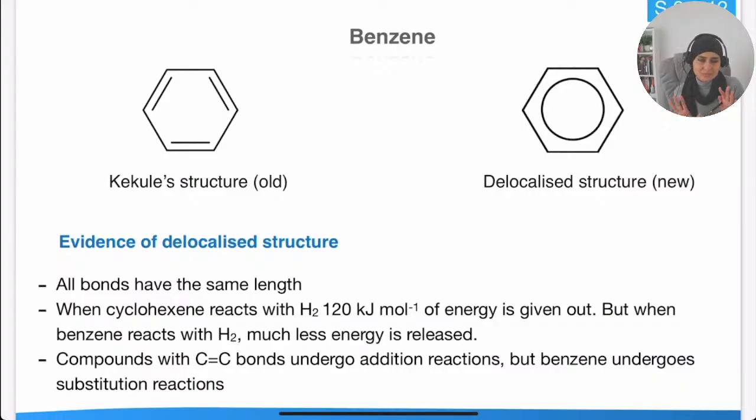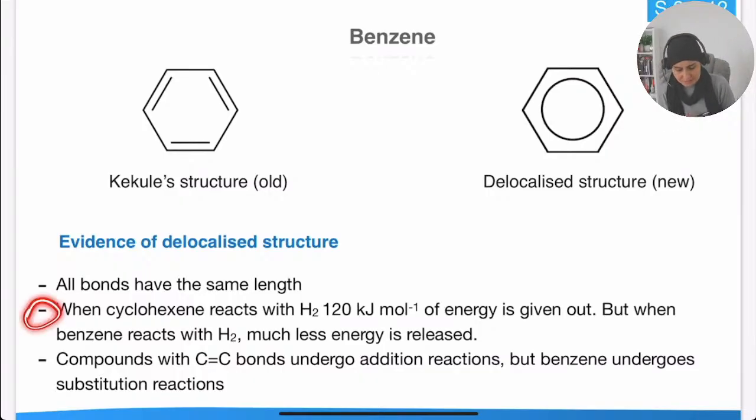Right, so all bonds in benzene are the same length. Then let's talk about this one. Compounds with carbon-carbon double bonds undergo addition reactions, like alkenes, for example, but benzene does not. It cannot undergo addition reactions, or at least not easily, as alkenes do, but instead it undergoes substitution reactions, which is another proof that benzene does not have double bonds.